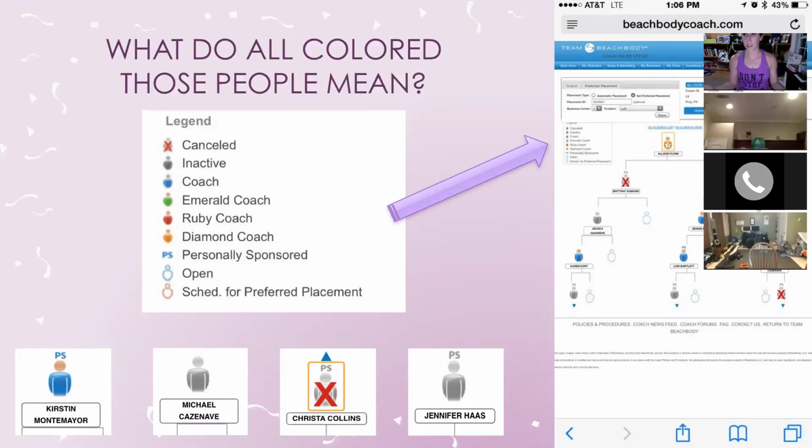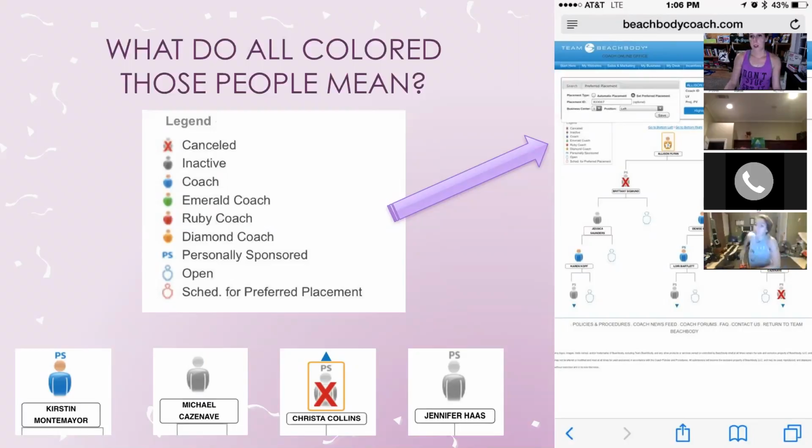But if you're shooting for a Success Club, you still need to have your 90 PV on Home Direct. So keep it. I suggest it. But if things are tough for you, you can still stay active with custom orders. So blue is a coach, just coach status. Green is an emerald coach, and we'll go through all the rankings after. Red is ruby, gold is diamond, and the little blue PS on top of the person means personally sponsored.